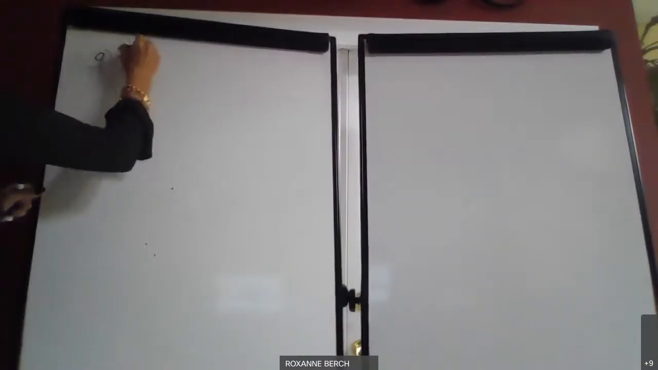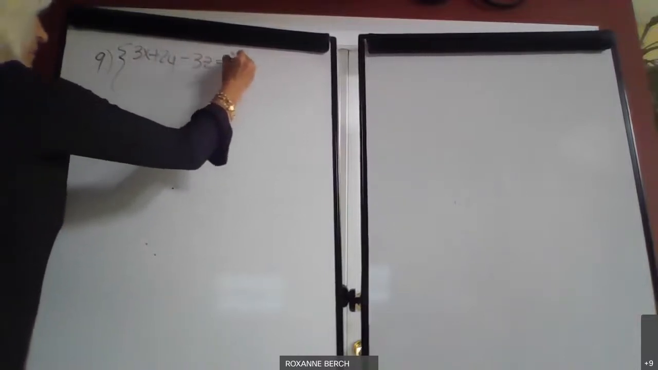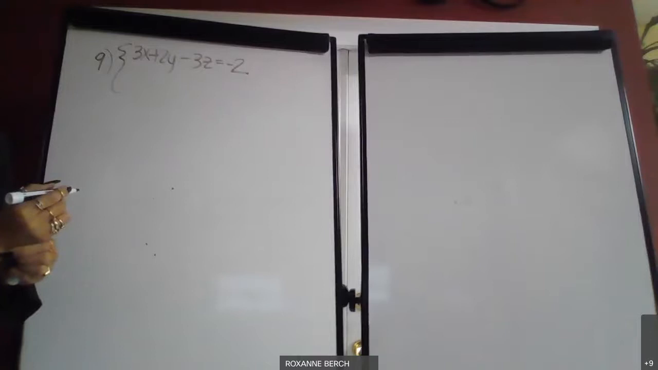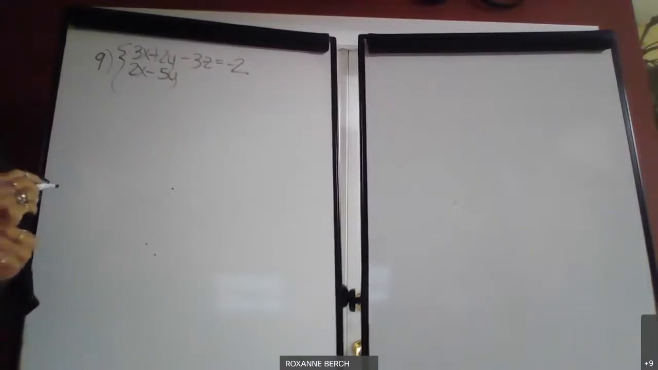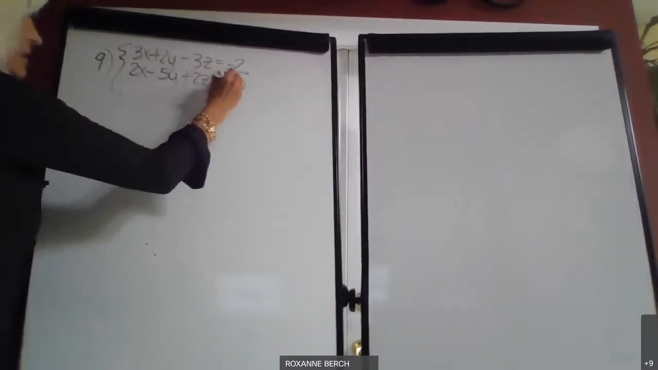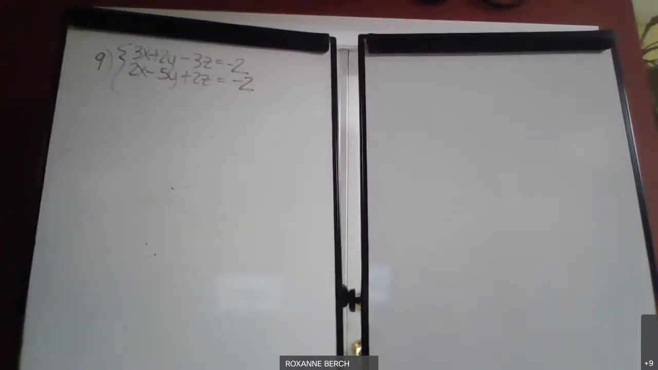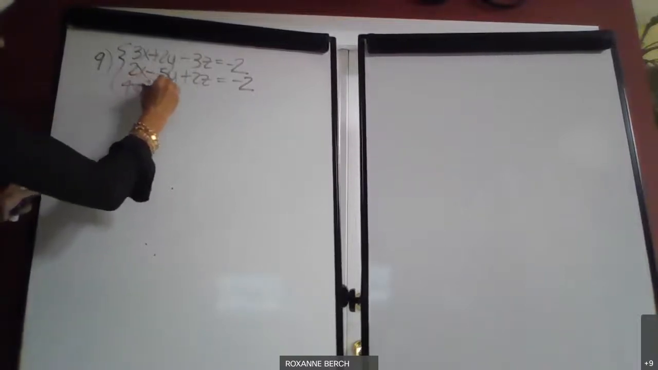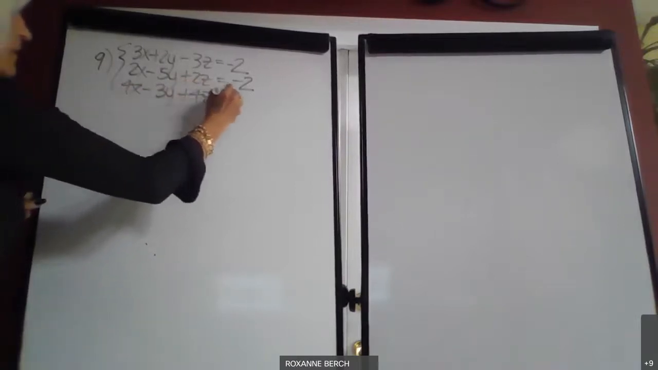All right. So number 9 is 3x plus 2y minus 3z equals -2, and 2x minus 5y plus 2z equals -2 also. And then 4x minus 3y plus 4z equals 10.